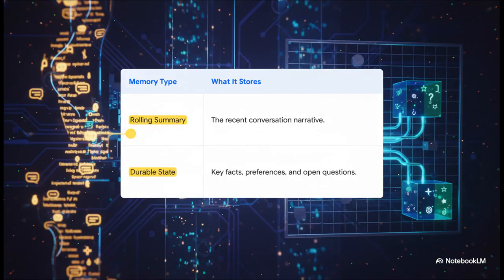With a much smarter two-part memory system. You've got a rolling summary that just keeps the recent part of the conversation, the narrative, and then you have a durable state, which stores only the key facts, like user preferences or open questions. This is how you separate the important signal from all that noise.